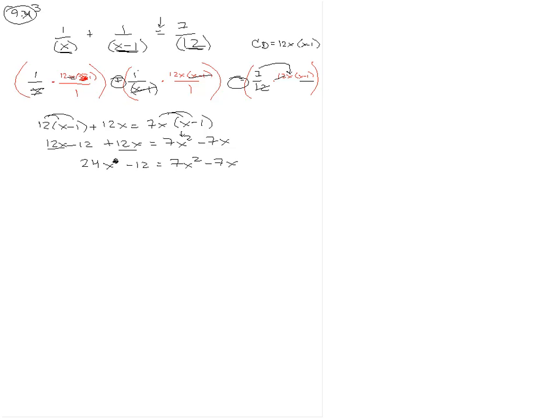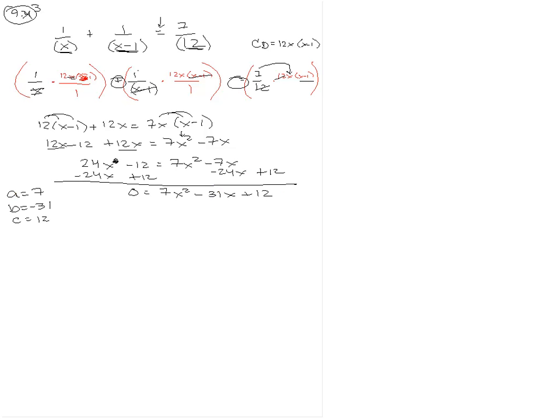Oops, not x squared. What am I saying? 12x and 12x is 24x. All right, so I'm going to move this over because I don't want a negative x squared. And I'm going to move this over. And let's see what we get. We get 0 equals 7x squared minus 31x plus 12. Well, we have the quadratic formula. We can solve this. A is 7, B is negative 31, and C is 12.